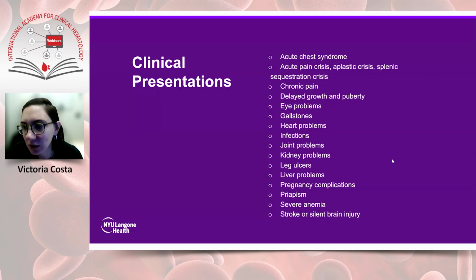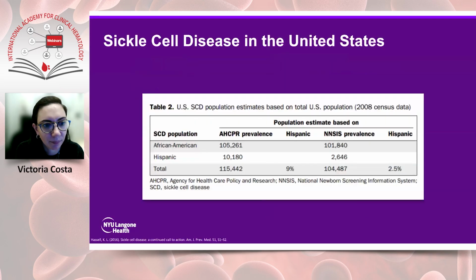And other acute conditions can include stroke or silent brain injury. On the chronic end, many patients unfortunately experience chronic pain, as well as chronic kidney disease and other issues. Sickle cell disease is quite prevalent worldwide, and in the US, affects predominantly the Black and Hispanic populations.